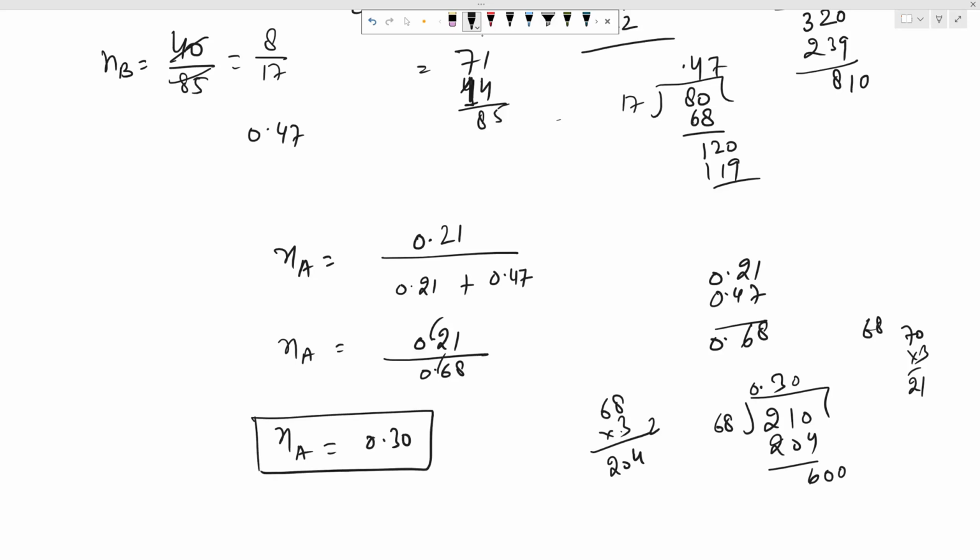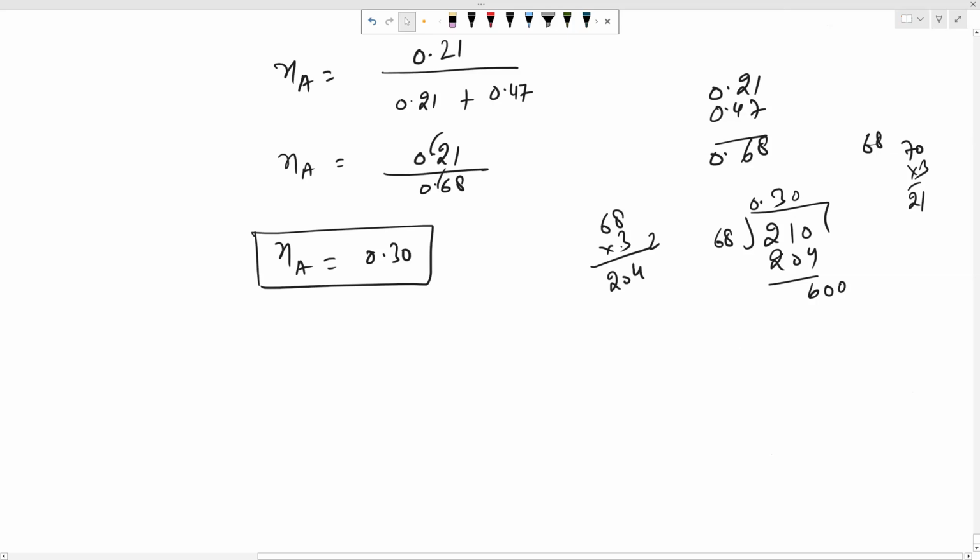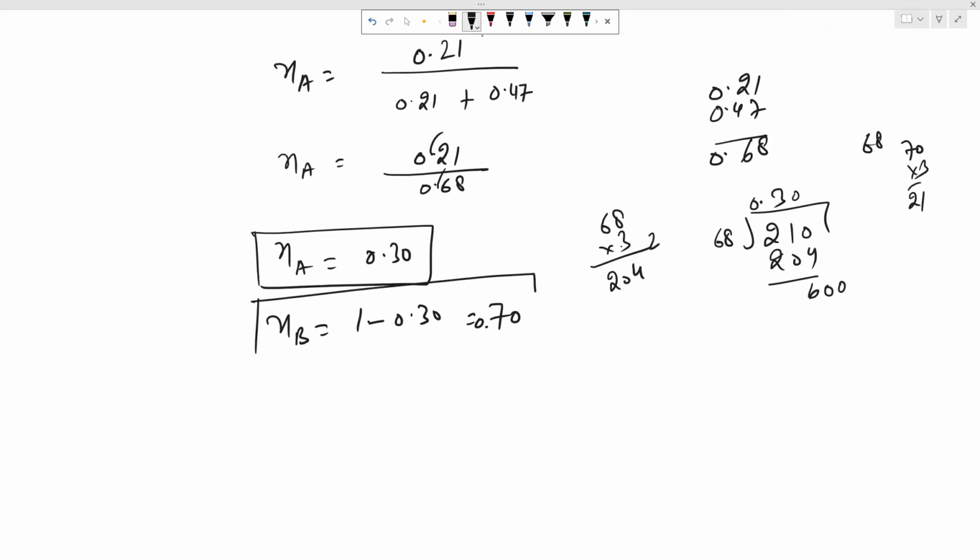So the mole fraction of A, you know now. Yes, sir. Now, what's the formula for the total pressure? What is the mole fraction of B? That will be 1 minus 0.30, that will be 0.70. Are you getting this one, or is it going above your head? It's a bit confusing. Let me solve this one for you, then I'm going to help you, okay?